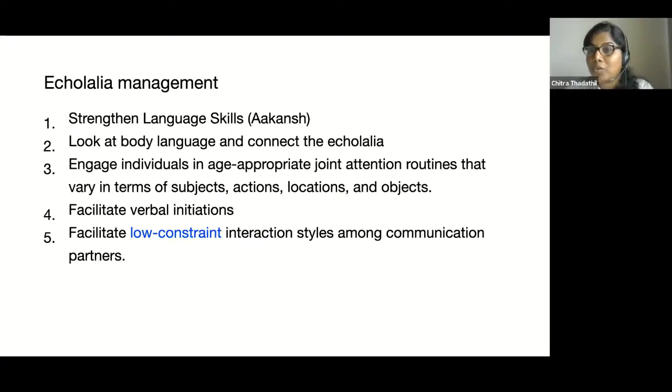I'm going to show you that video that we saw again, and I'm going to show how the child variegates his echolalia and how he expresses his need to his parents. I will come to that, but now we'll go to 4. So number 4, facilitate verbal initiations.